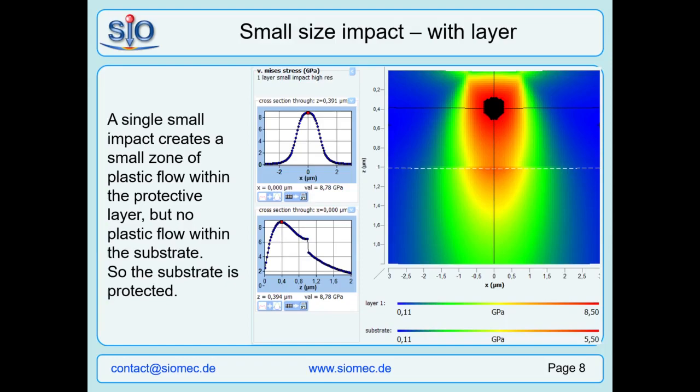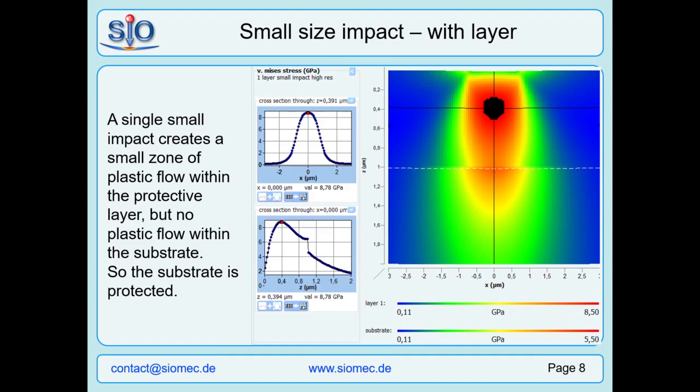On this basis, we can now try to protect the substrate by coating it with an additional layer. Again, the software Fimldoctor helps us with the calculation and prediction. Now we see that a small impact creates a small plastic zone within the protective layer, but no plastic zone in the substrate anymore. So the substrate is protected. More complex coating material and structural optimization might help to even further improve this very simple first-level protection.